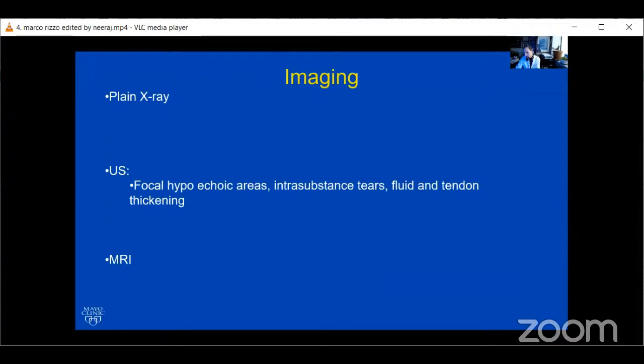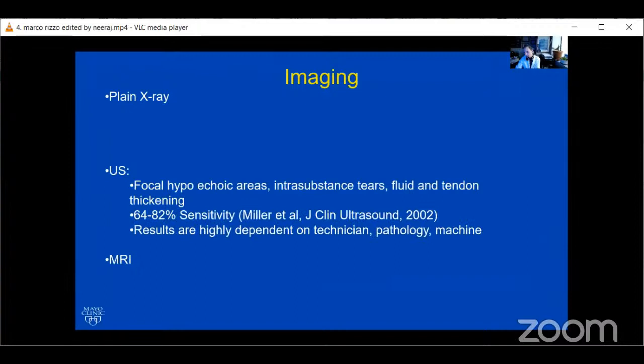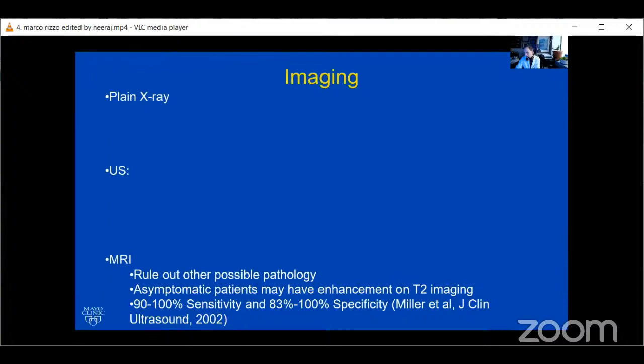hypoechoic areas, intra-substance tears, and fluid and tendon thickening. Sensitivity continues to improve with more repetition. The MRI can be helpful in ruling out other pathologies, and it can be very sensitive and specific. It's important to remember that asymptomatic patients often have enhancement on their images as well.